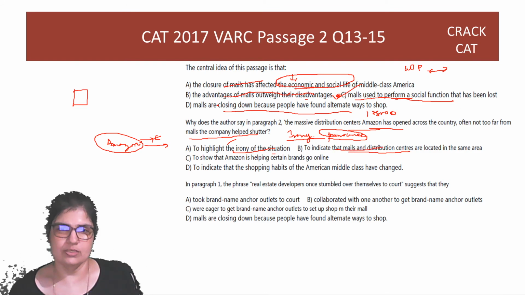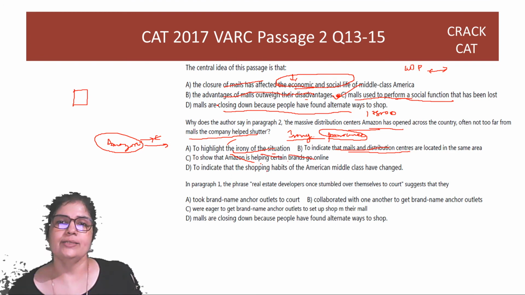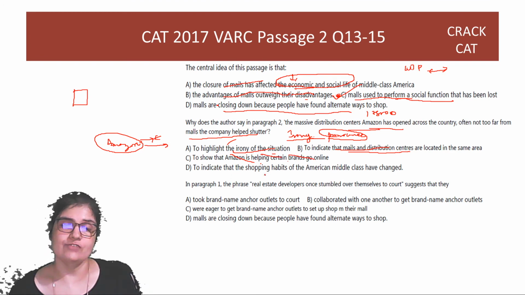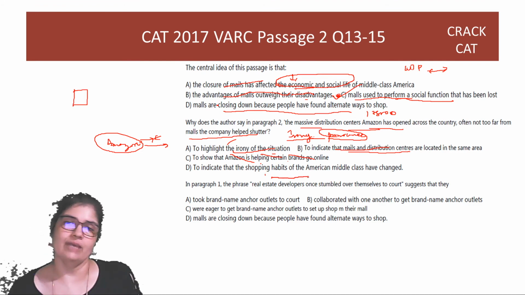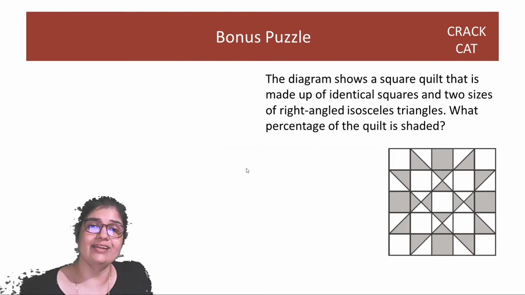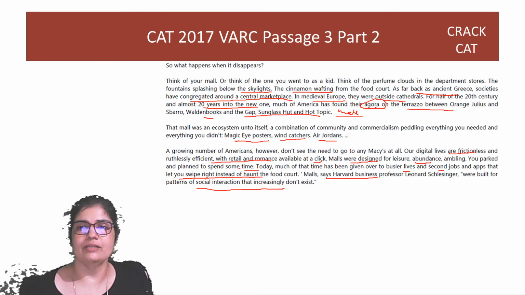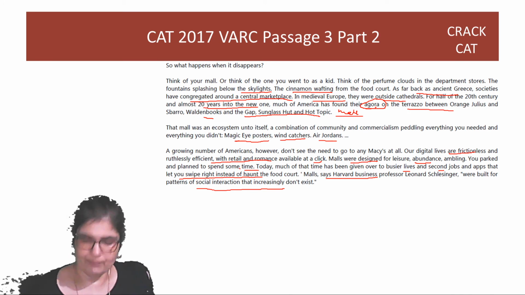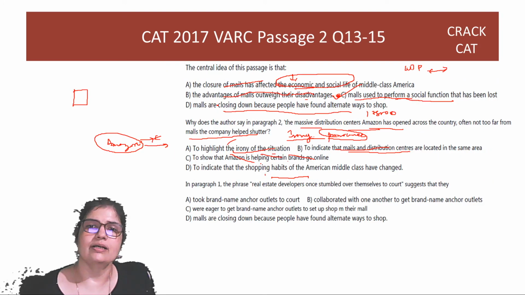To indicate that malls and distribution centers are located in the same area. No, that's not what this was about. To show that Amazon is helping certain brands go online. No. This is not. It's about jobs. It's not about certain brands going online. To indicate that the shopping habits of the American middle class have changed. Yeah, true. But this example is not given to show that the shopping habits have changed. Shopping habits change comes in the last paragraph. It's coming here that people are clicking and swiping left, etc. Right? They're buying on apps. But the Amazon point is different here in the second paragraph.